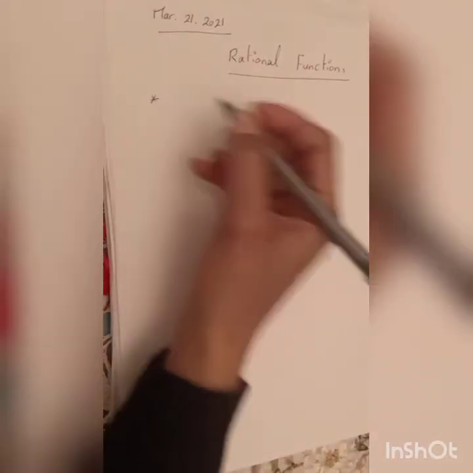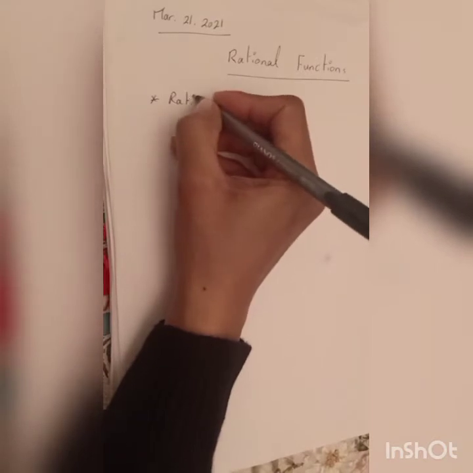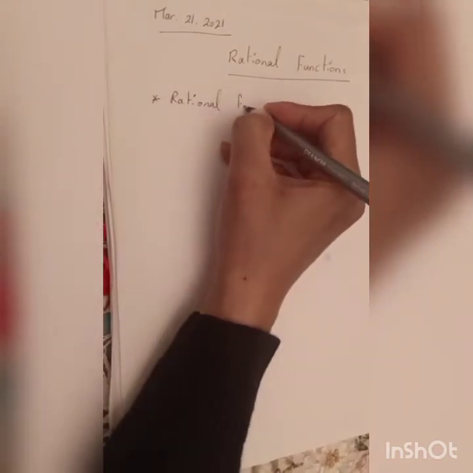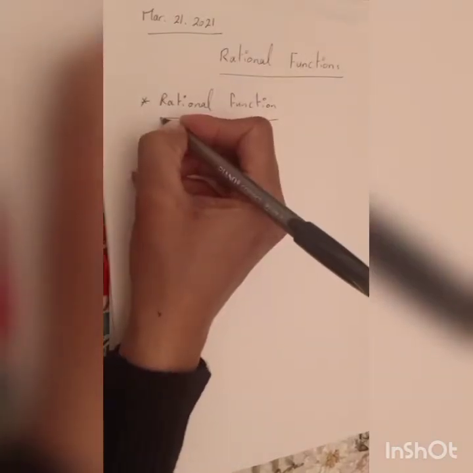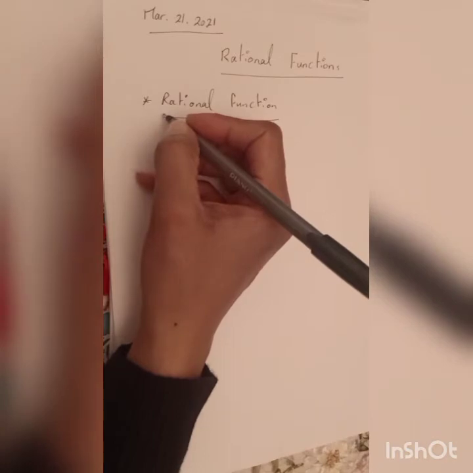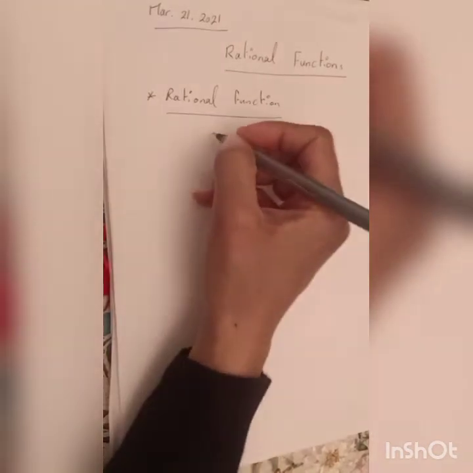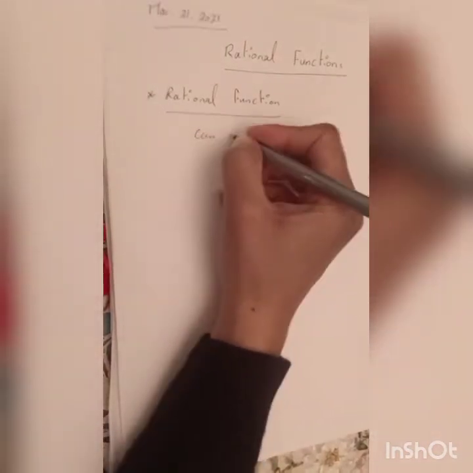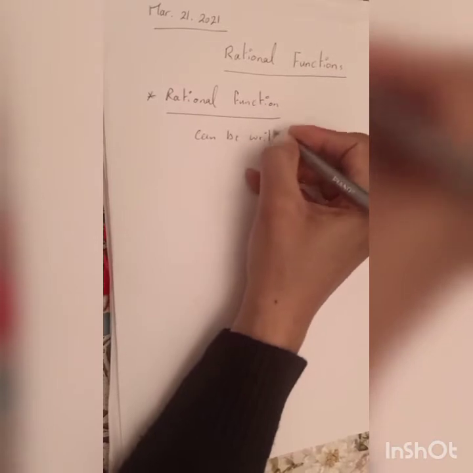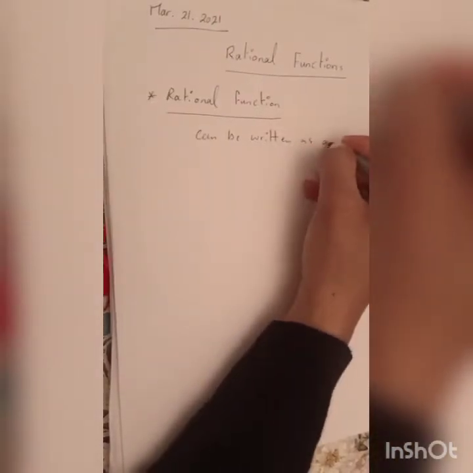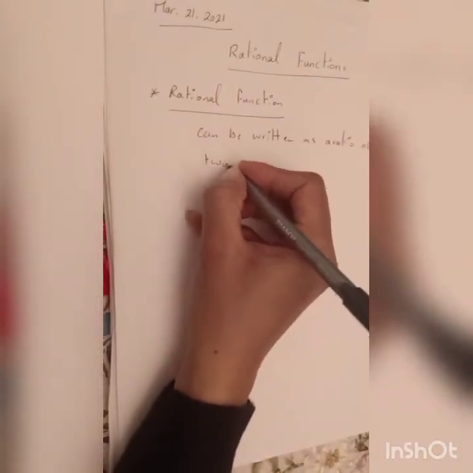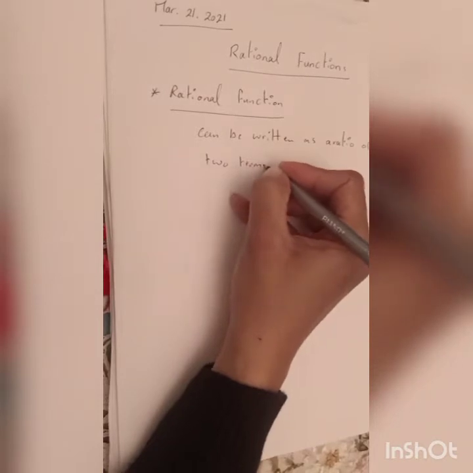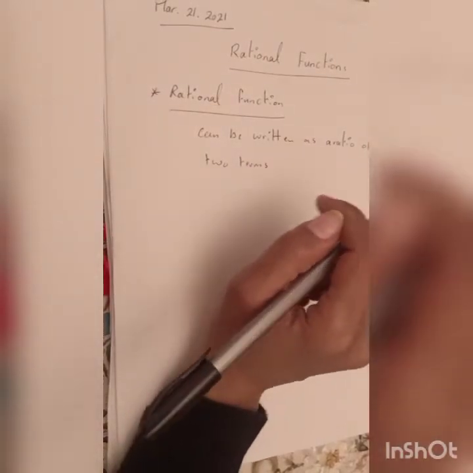First, let's know what a rational function is. A rational function is a function whose rule can be written as a ratio of two polynomials. Okay.